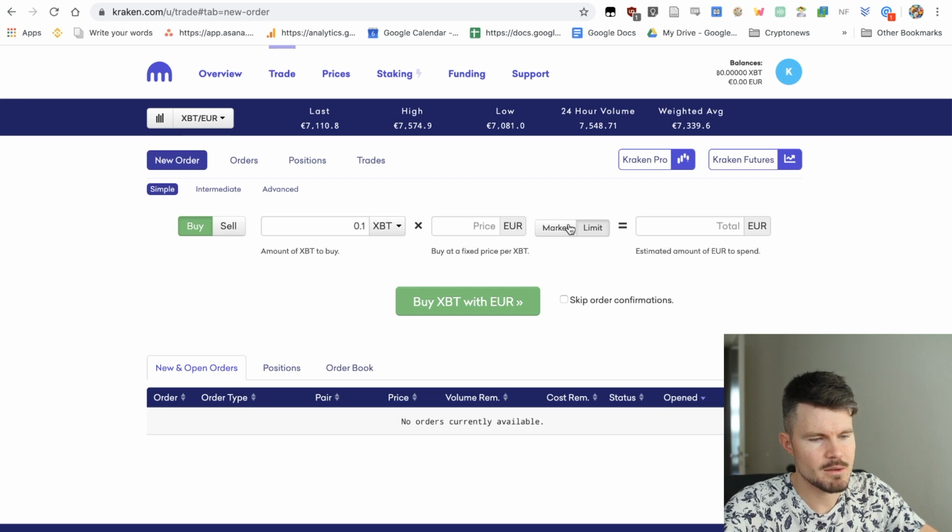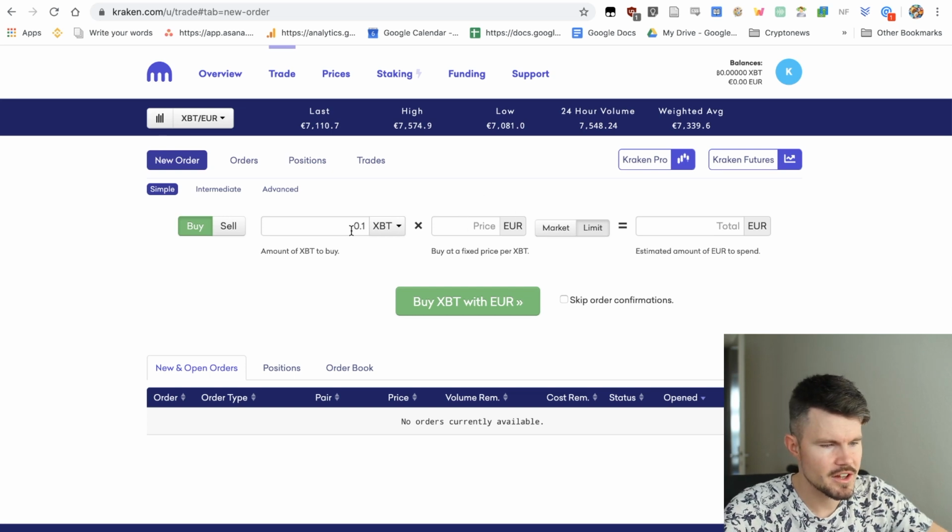The difference between a limit and a market order is that with a market order, you've got a guaranteed price. If you buy right now, you're going to get more or less the price of Bitcoin at the moment. With a limit order, there's no guarantee that your order will be executed right now. There's also a possibility that your order is not fulfilled at all if you put a price much lower than the current market price.